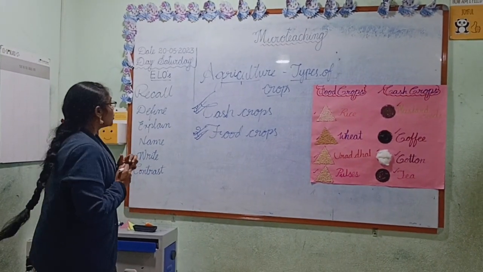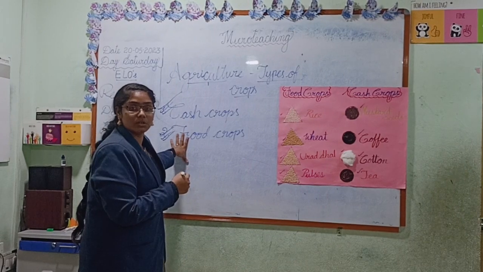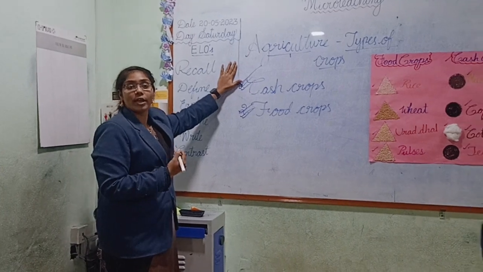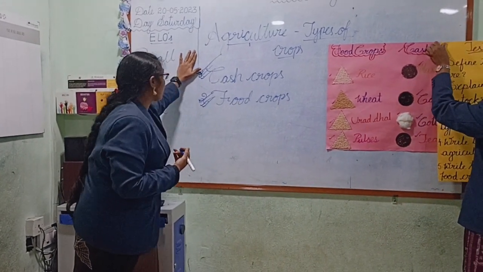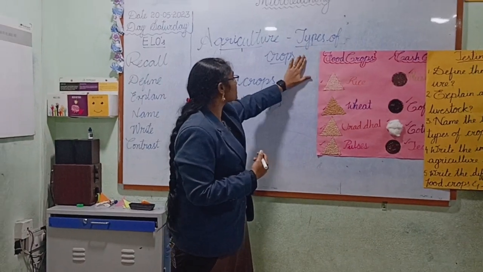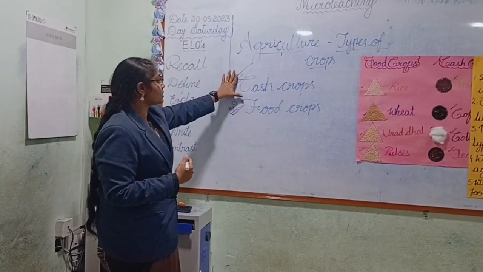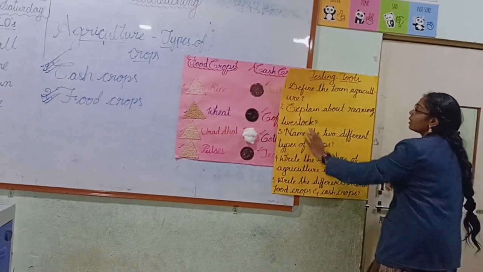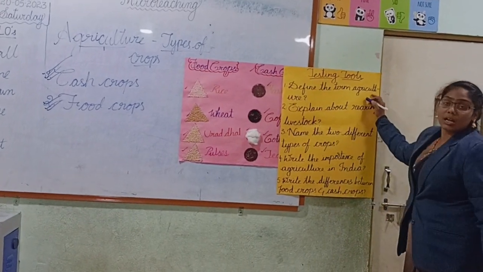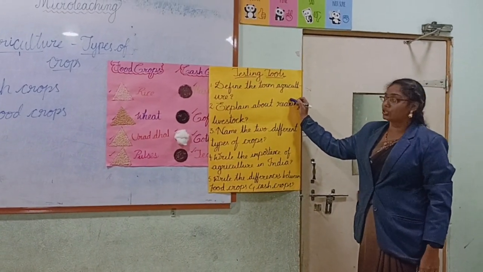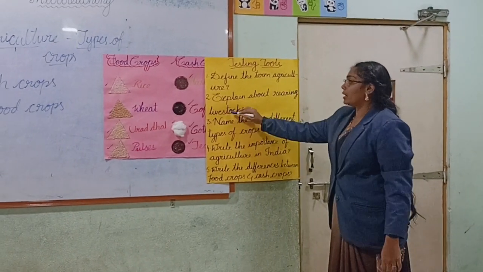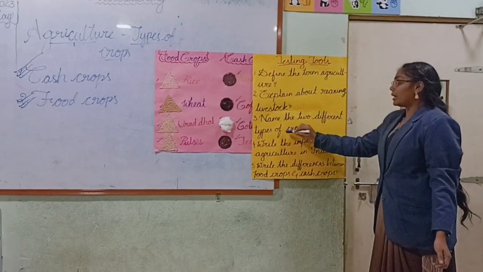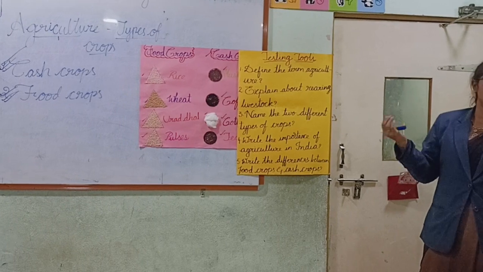Got it? So here, evaluation. What do you mean by agriculture? Agriculture is the process of growing crops and rearing livestock. We have discussed the types of crops, mainly divided into two categories, cash crops and food crops. Now let us go to the testing tool. Define the term agriculture. Next, explain rearing livestock. And name the two different types of crops.